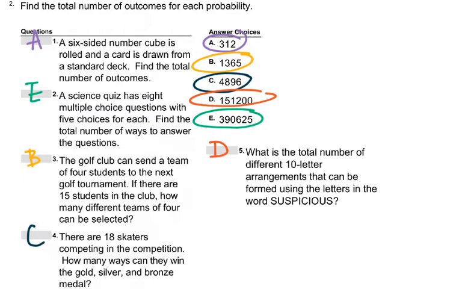Alright. So let's do number 2. A science quiz has 8 multiple choice questions with 5 choices for each. Find the total number of ways to answer.